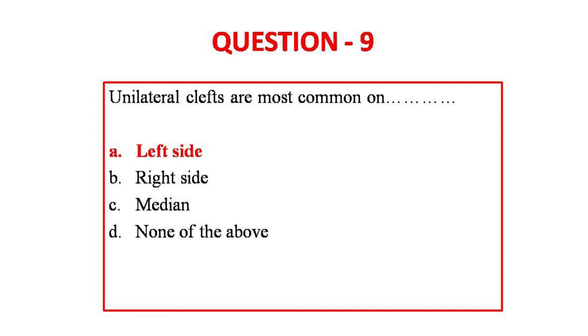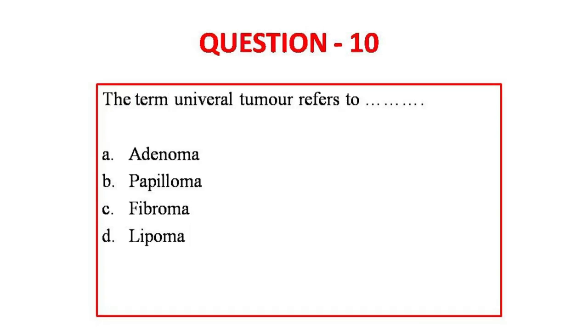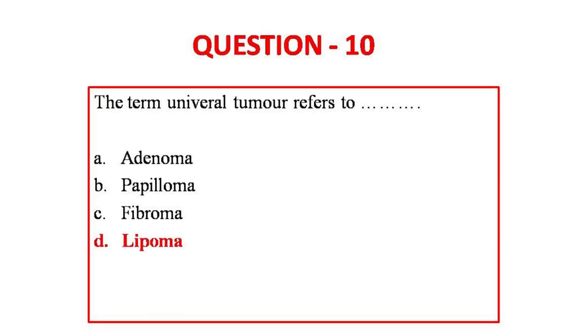So moving on to question number 10. The term universal tumor refers to, they've given 4 options: adenoma, papilloma, fibroma, and lipoma. The answer to this question is option D, lipoma.